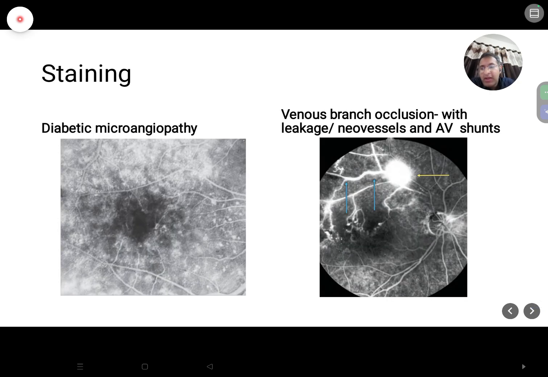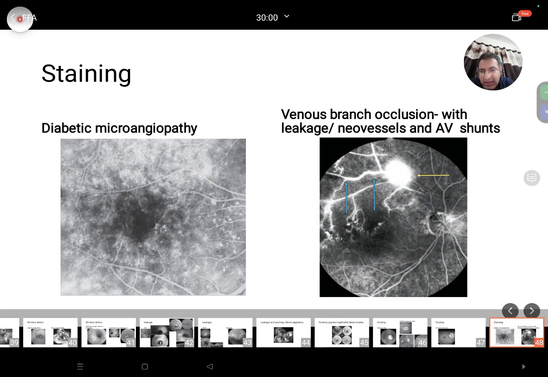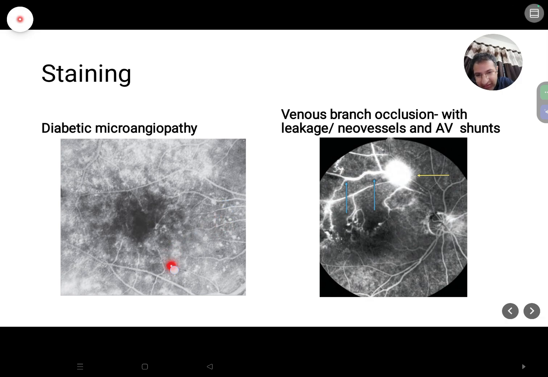Staining. In staining, we know that many microaneurysms start leaking, but once they leak, they leave out stains in the late phases of the angiography, and that is what points us to diabetic microangiopathy. The next example of staining is venous branch occlusion. So in this, what happens?